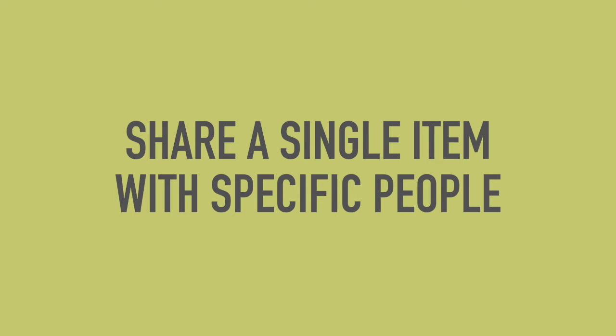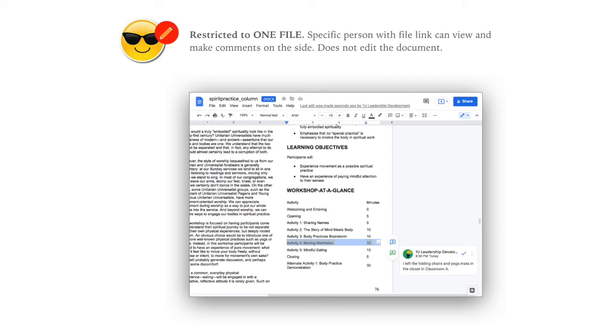Next up, we have how to share a single item with specific people. The practical example of restricted access to one specific file: we wanted to give one particular person the link so that they could comment on the side. Not edit the whole document, but I just wanted some feedback on my lesson plan. So let's see what that looks like behind the scenes.